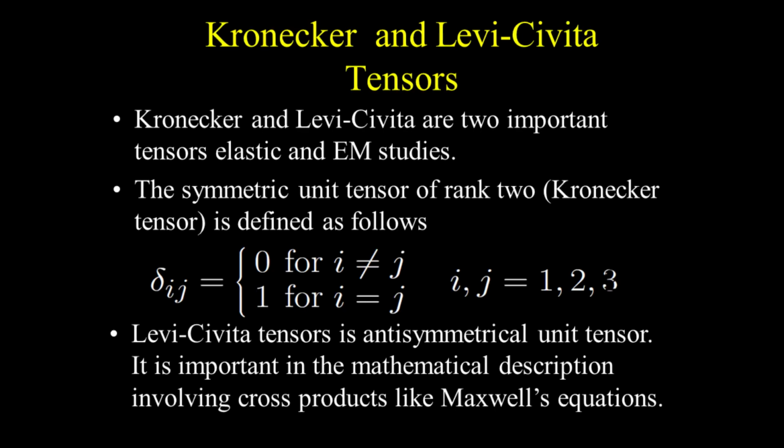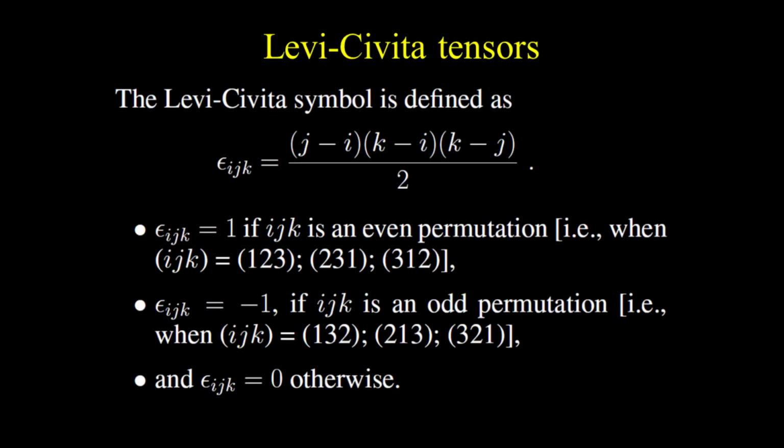Kronecker and Levi-Civita are two important tensors for elastic and EM studies. The symmetric unit tensor of rank 2, the Kronecker tensor, is defined as delta ij equal to 1 when i is equal to j, and 0 when i is different from j. The Levi-Civita tensor is an antisymmetrical unit tensor. It is important in the mathematical description involving cross products, like Maxwell's equations. The Levi-Civita symbol is defined here.